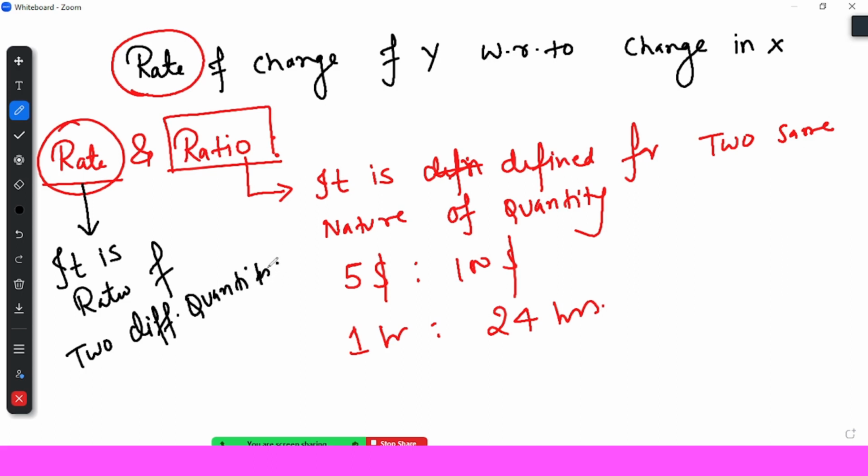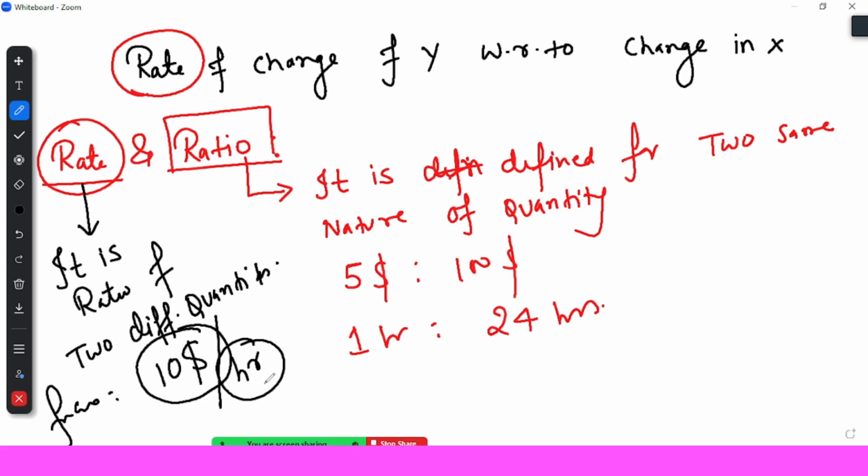Let me explain with an example. Someone is saying $10 per hour. This is again a ratio, but it has two different quantities. In the numerator you have money, and in the denominator you have time. So rate is a special kind of ratio of two different quantities. But by default, in general we study ratio that is defined for the same nature of quantity.